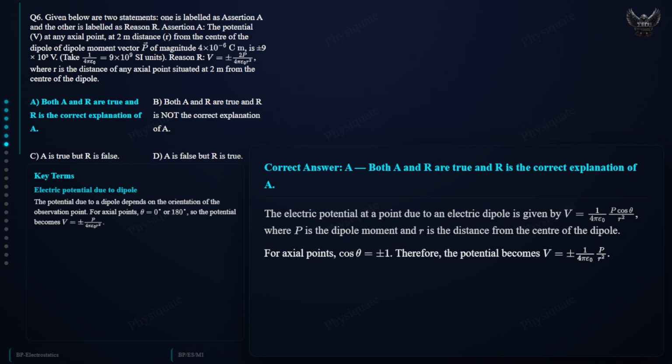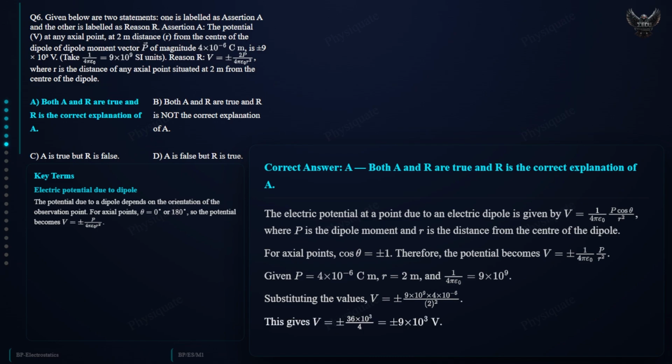Given p equals 4 times 10 to the power minus 6 C m, r equals 2 meter, and 1 divided by 4 pi epsilon 0 equals 9 times 10 to the power 9. Substituting the values, V equals plus or minus 9 times 10 to the power 9 times 4 times 10 to the power minus 6 divided by 2 squared. This gives V equals plus or minus 36 times 10 to the power 3 divided by 4 equals plus or minus 9 times 10 to the power 3 volt.